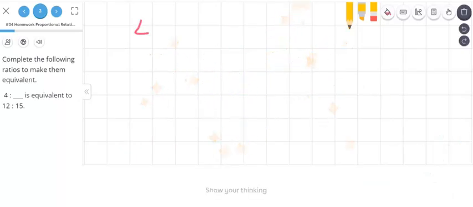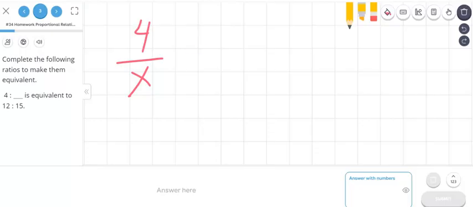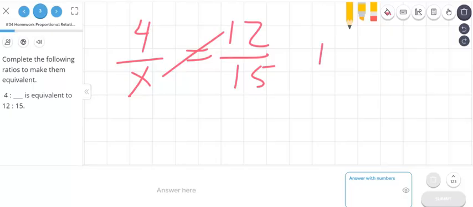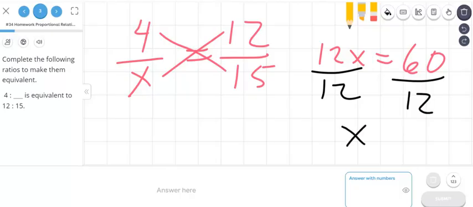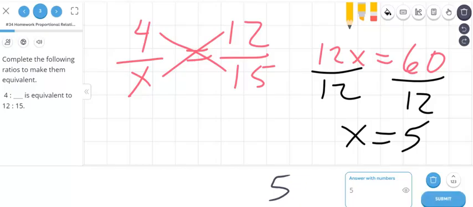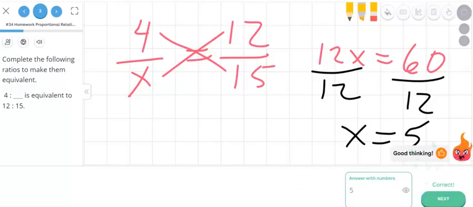All right, 4 over blank is equivalent to 12 over 15. So we go 12x equals 15 times 4, which is 60. Then we divide both sides by 12, and we get 5. Again, there are other ways to do it. I just like to do cross products.